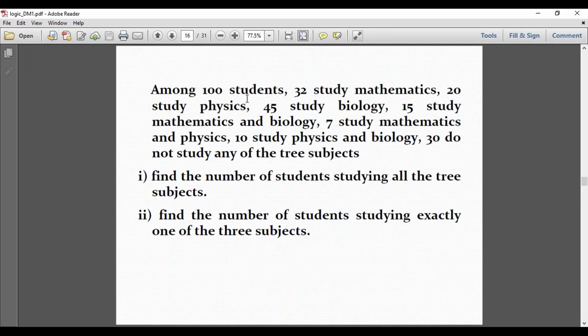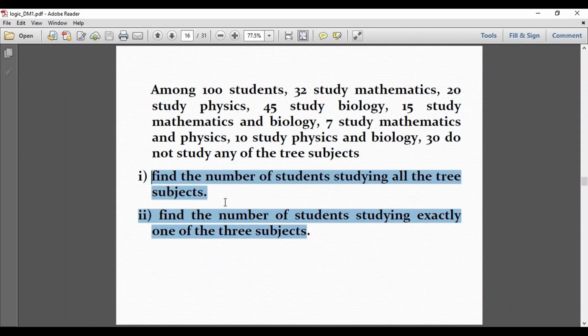Among 100 students, 32 study mathematics, 20 study physics, 45 study biology, 15 study mathematics and biology, 7 study mathematics and physics, 10 study physics and biology, 30 do not study any of the three subjects. Find the number of students studying all the three subjects. Find the number of students studying exactly one of the three subjects. Now, this is the problem statement that they have given. Okay. Now, you have to solve the first one. Find the number of students studying all three subjects.